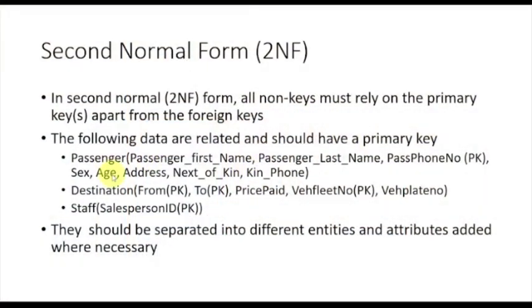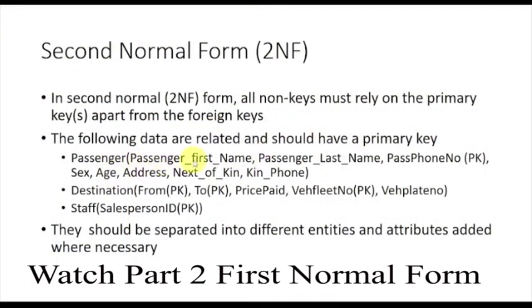For example, we have the passenger. Everything about the passenger's first name, last name, phone number, sex, age, address, next of kin, and the kin's phone are all related. So we put that under the passengers table. Now, second normal form says that all non-keys must rely on the key. Remember, we used serial number as a key. But when forming a table with this, I decided to use the passenger's phone number as a primary key, and then relate all of them to the passenger's phone number.